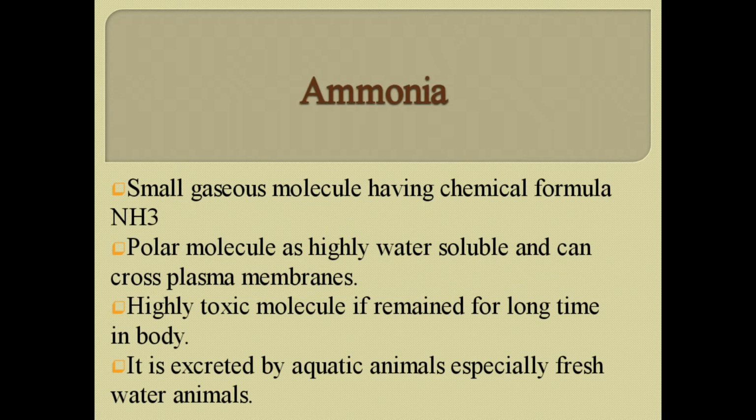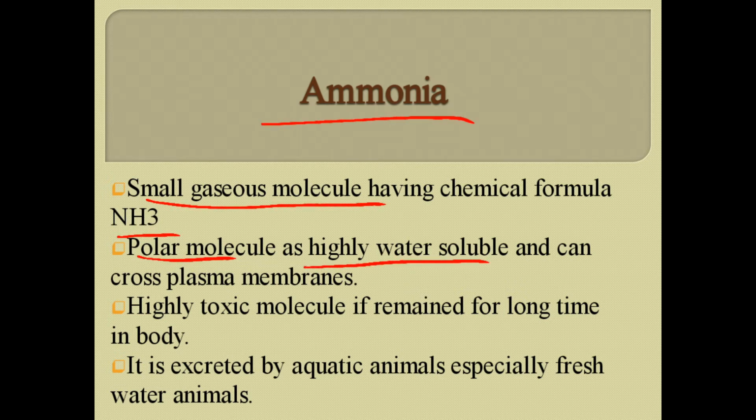The first is ammonia. Ammonia is a small gaseous molecule and the chemical formula is NH3. It is a polar molecule, so it can be dissolved in water, and it is a highly toxic molecule, and if it remains in the body for a longer time, it can eventually lead to death of the organism. It is excreted by aquatic animals, as it is highly soluble in water, especially the freshwater animals.